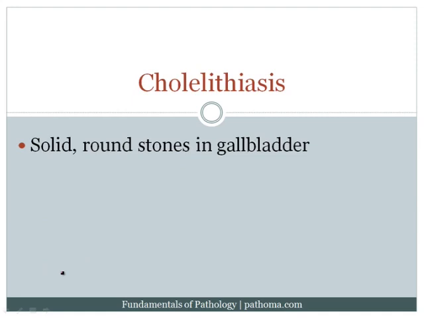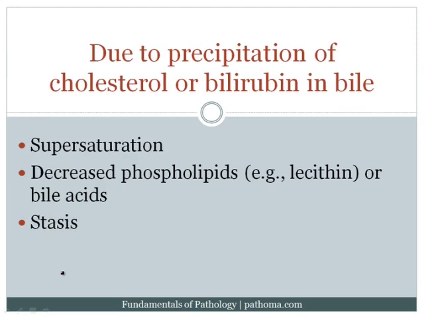Cholelithiasis refers to gallbladder stones, and it's basically due to precipitation of cholesterol or bilirubin in the bile. Now, the idea here is that you get either a high concentration of cholesterol or a high concentration of bilirubin in the bile. Remember, both cholesterol and bilirubin are components of bile, and this high concentration results in a precipitation of either of these two components. So the two types of stones actually are cholesterol stones and bilirubin stones. Now, this would occur due to supersaturation, and that's, again, I've already discussed that, a high concentration of one of these two components. In addition, this could occur when there's decreased phospholipids or bile acids.